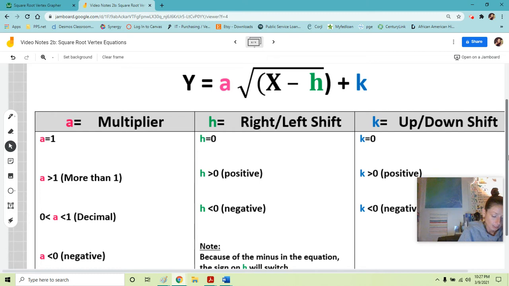That's going to be just the parent graph. So that's not affected by anything. It's just the original, basic one. And same thing with h equals 0. So that's also the parent graph, h equals 0.